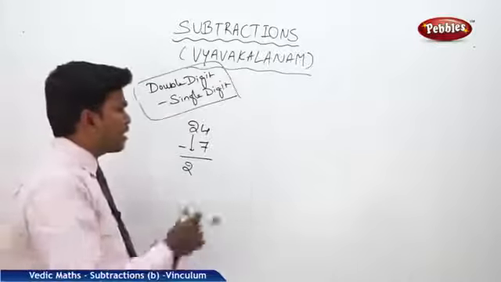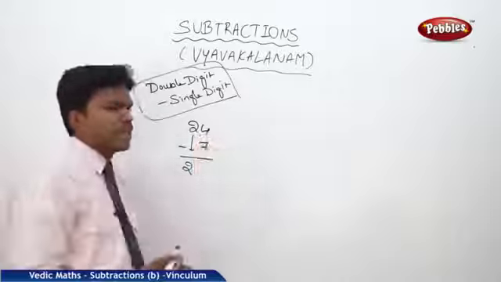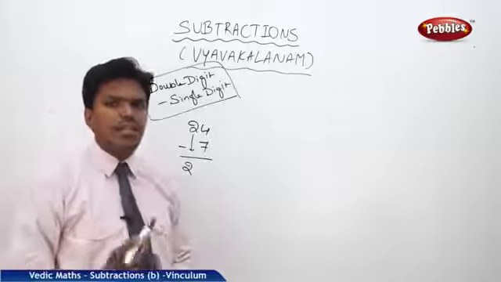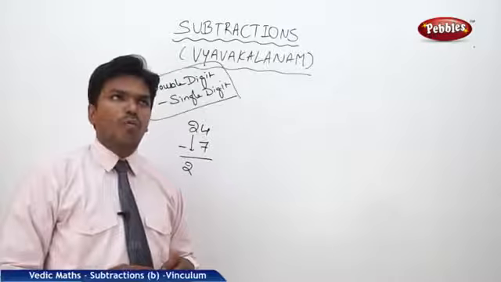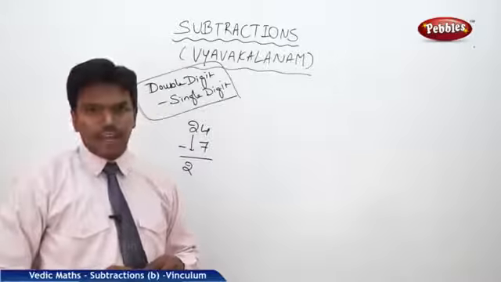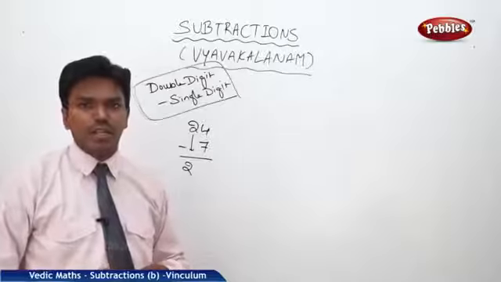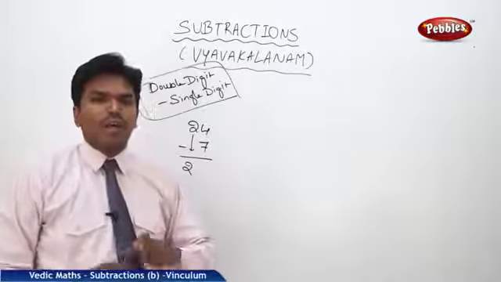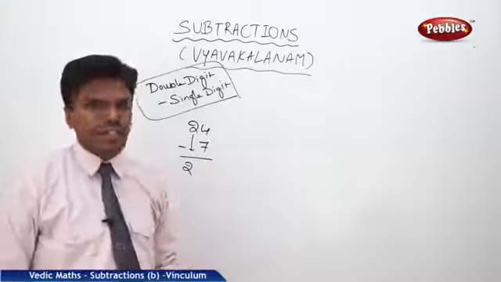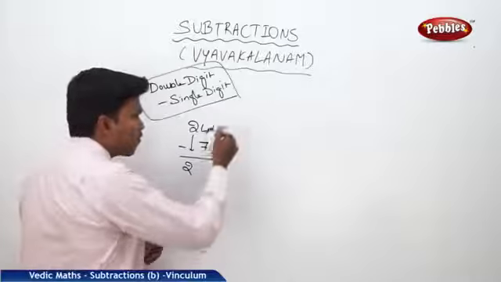Okay, now you tell me 4 minus 7. Is it possible to subtract 7 from 4? No, it is not possible. So what I say is, when subtraction is not possible for the digits, just like 4 minus 7, you go for the reverse subtraction, that is, subtract 4 from 7.